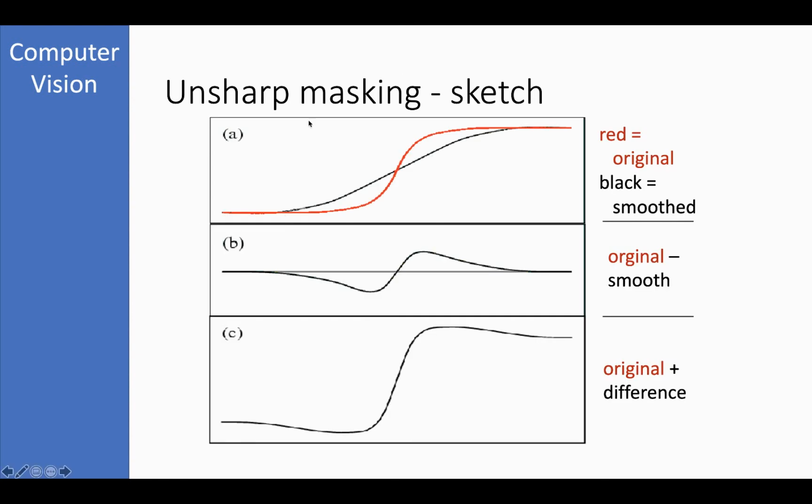Assume that we observe the red curve right here. We can see that this is not a very sharp profile. It has been blurred somehow. It's a smooth transition now. What we want to do is smooth the curve first to obtain the black one, and then look at the difference between the red and the black. If we add this difference to the original curve again, we see that actually we can increase the gradient between the two parts and really sharpen the profile. And the idea is really this simple.